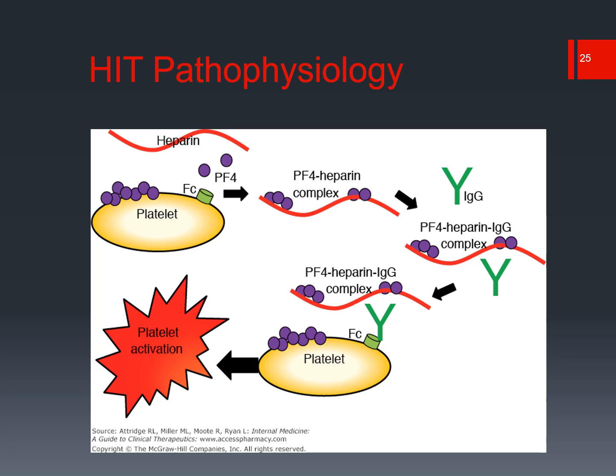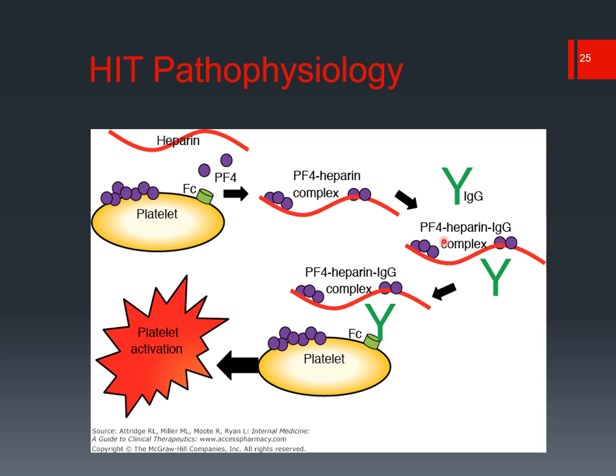Here is another pictorial image of that. We have PF4 being released from the platelet. That PF4 then can complex with the heparin that is also available in the circulating bloodstream. That heparin-PF4 complex will signal the immune system in this patient to manufacture antibodies, most commonly IgG antibodies. Those IgG molecules will then connect with the PF4-heparin to form a PF4-heparin-IgG complex.